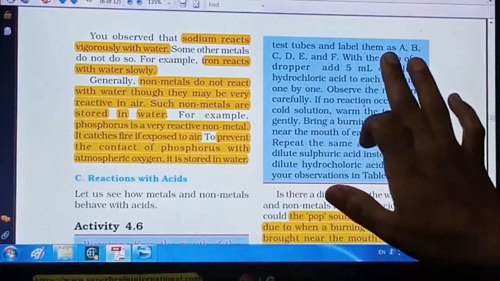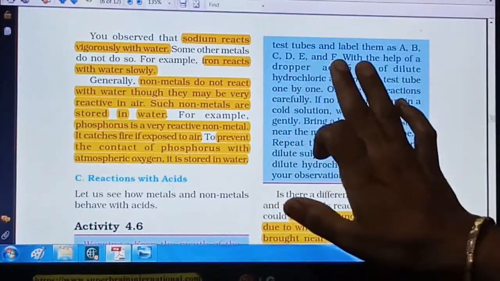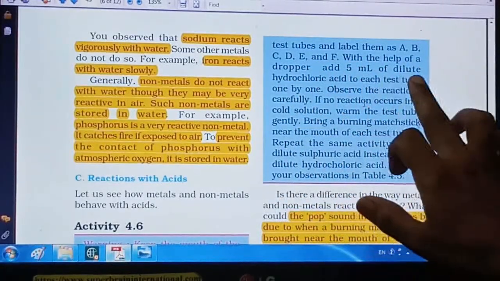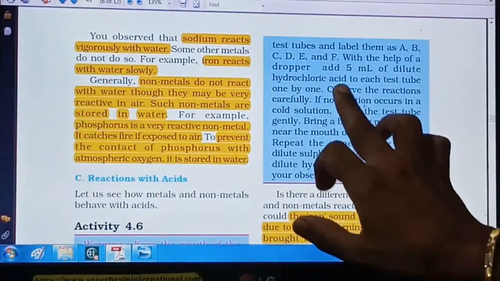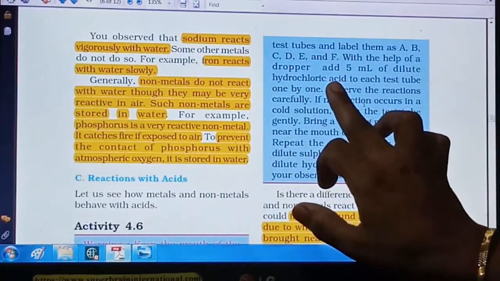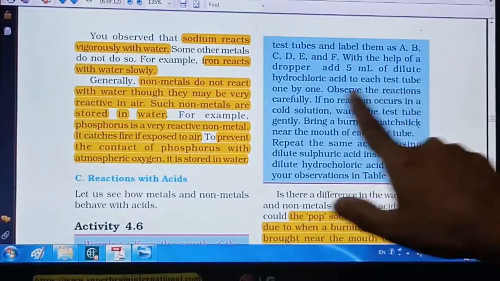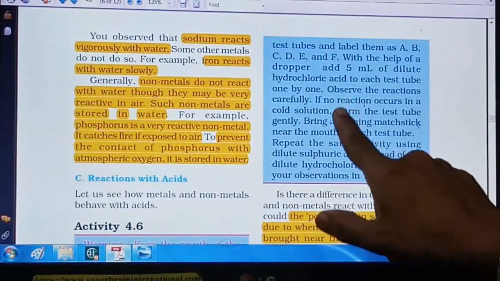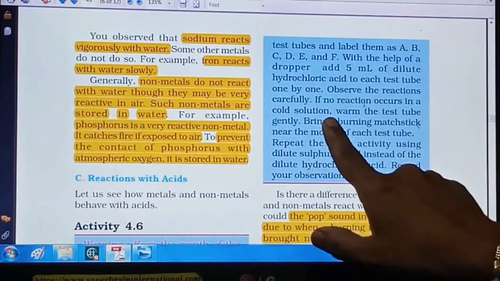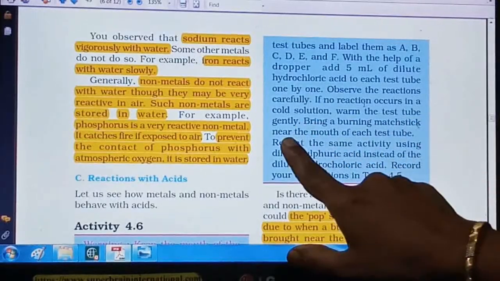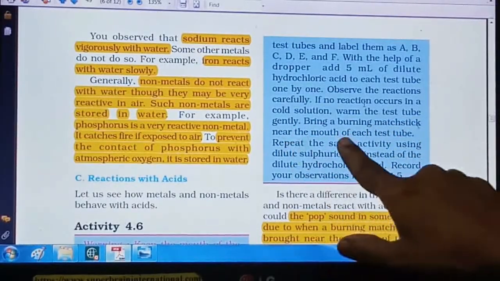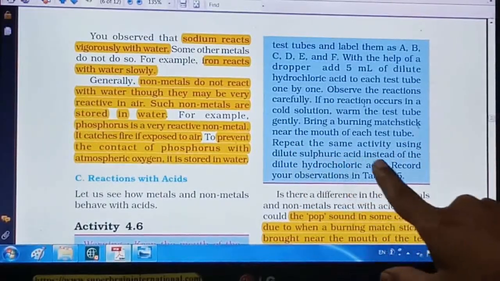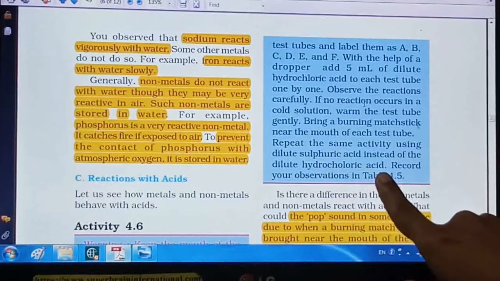Take test tubes and label them as A, B, C, D, E and F, right? With the help of a dropper, add 5 ml of dilute hydrochloric acid. This means you added acid in each test tube, right? Now to each test tube one by one, observe the reactions carefully. If no reaction occurs in the cold solution, warm the test tube gently. Bring a burning matchstick near the mouth of each test tube. Repeat the same activity using dilute sulfuric acid instead of dilute hydrochloric acid.